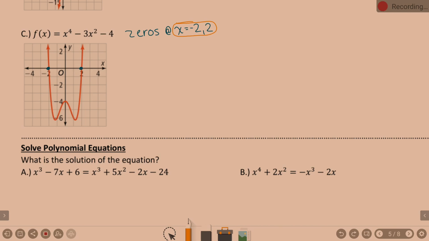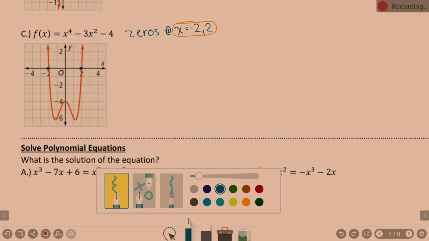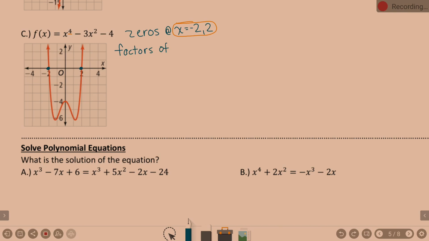How many total answers am I going to be looking for on this one? 4, because it's an x to the 4th, right? Because we're finding all possible answers, real and complex, so real and imaginary, we know there's going to be 2 more. Now, I was reminding you guys yesterday that zeros of 2 and -2 can be written as factors, and the factors would be x plus 2 and x minus 2, yes?